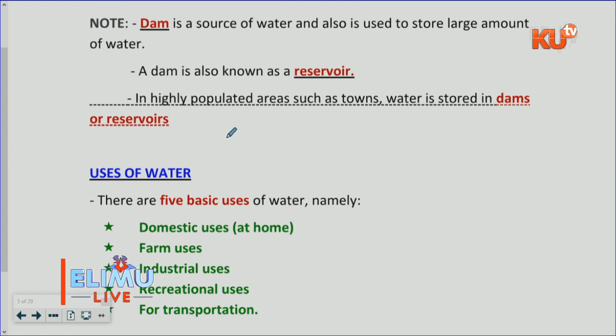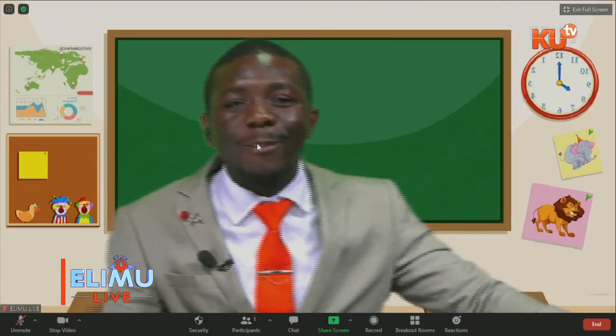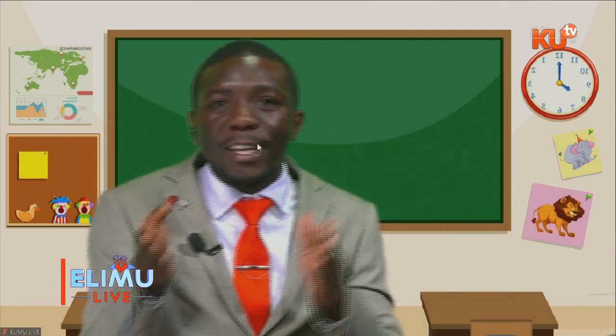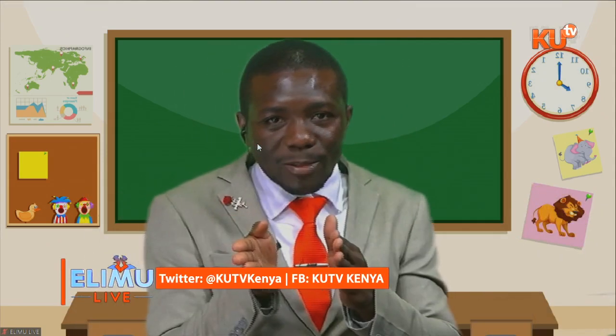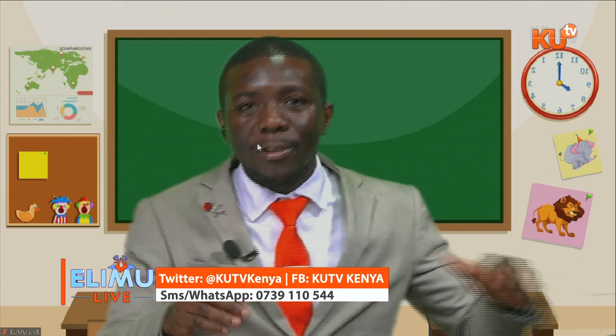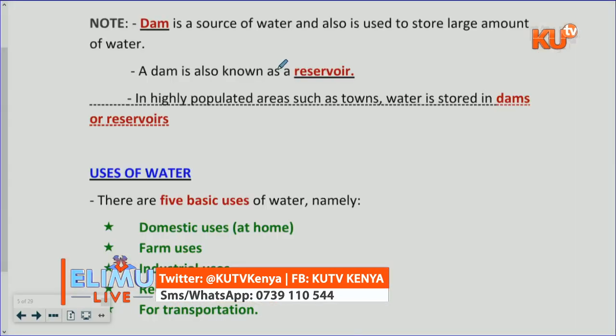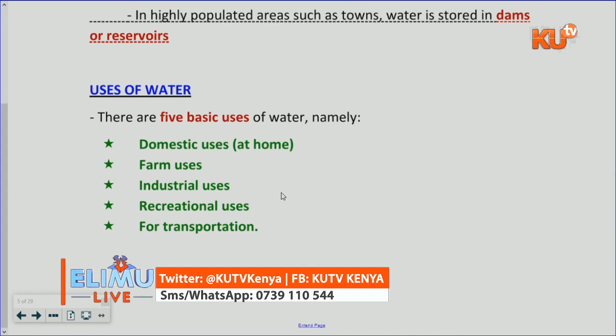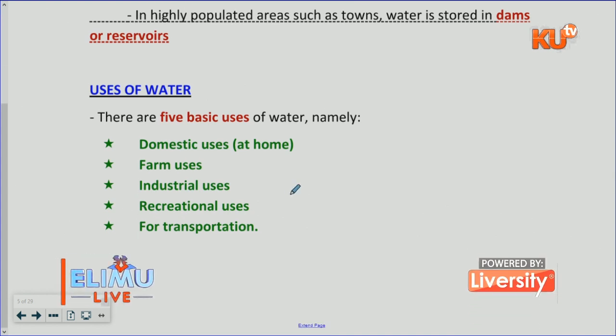In Mombasa, mostly they use water from the lake, but in some places we don't have a lake, like Nairobi. There's nothing like that. We just have Nairobi River. So water from other sources, if it is not polluted, they can direct it to the dam, collect it, and then supply it to other people so that they can use it. So in urban centers or towns, water is stored in dams because dams are used to store large quantities of water.